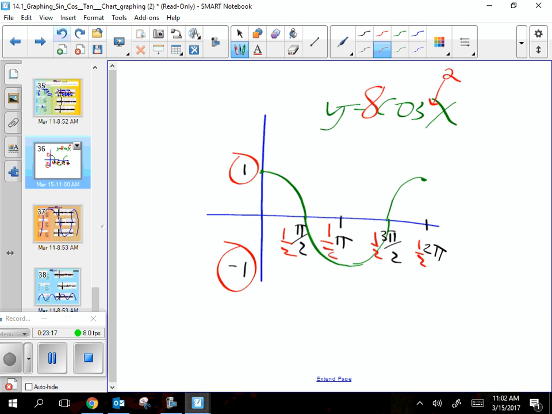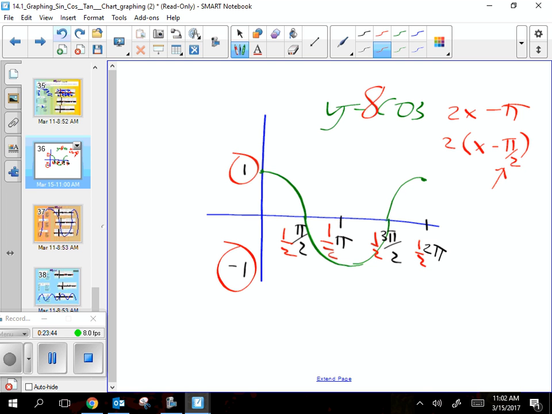Then the last kind is, what if it's shifted? Let's say it says 2x minus pi, for instance. What's my favorite saying? If you can factor, you should. So you factor that out. You get the 2 out, and what would you have left? X minus pi over 2. Very good. And then that tells you you have a shift to the right of pi over 2.